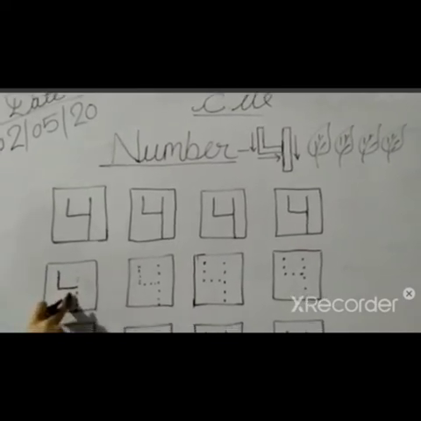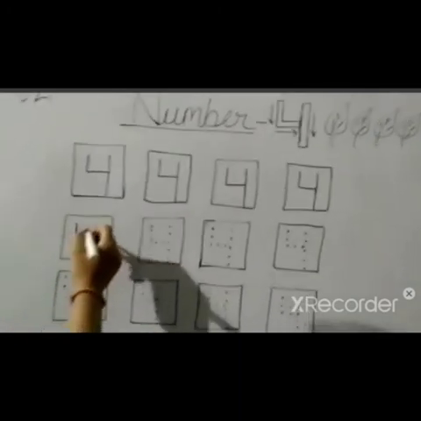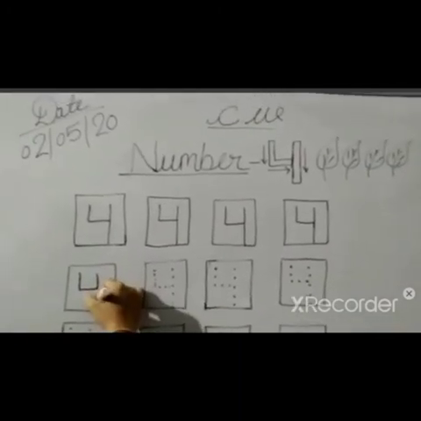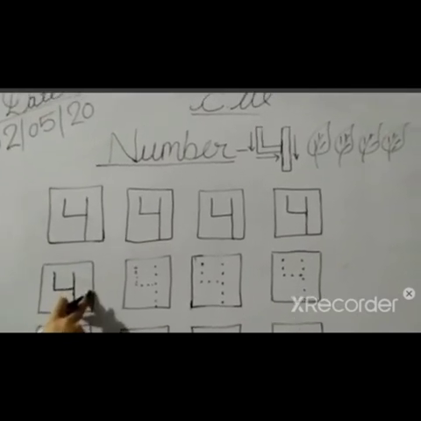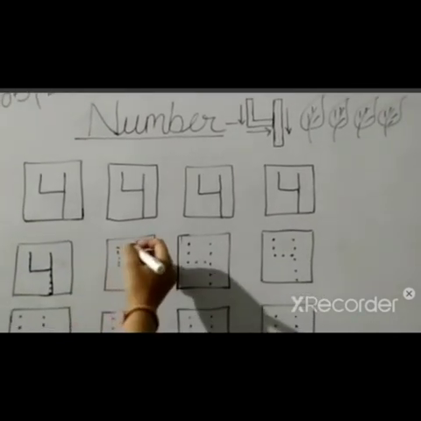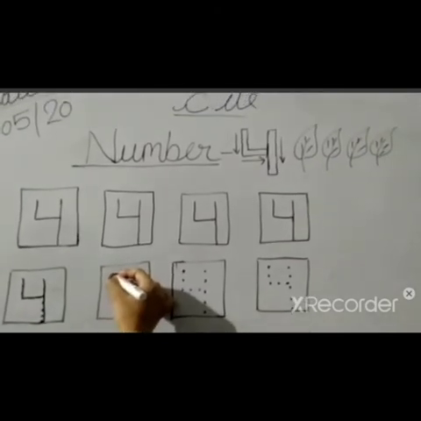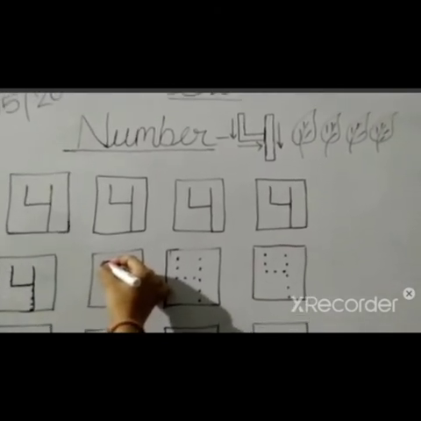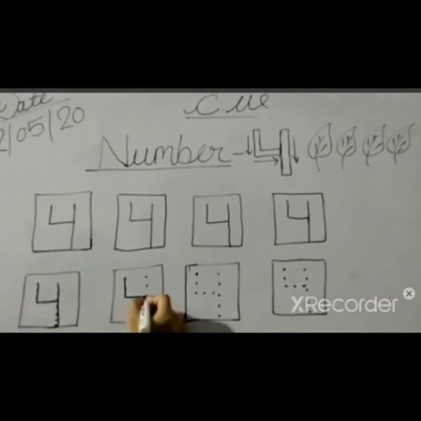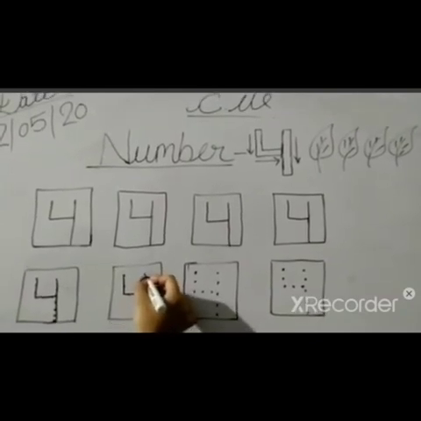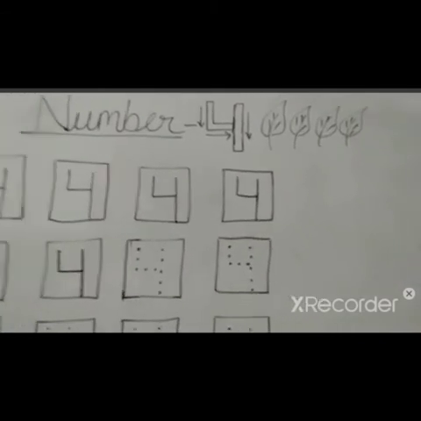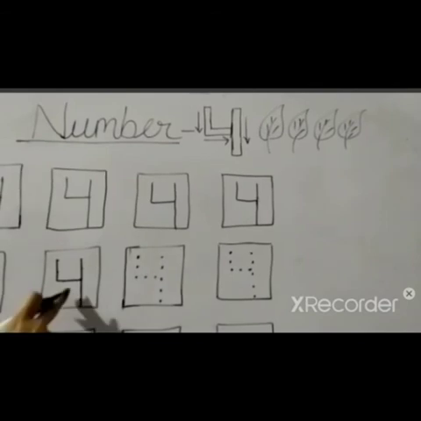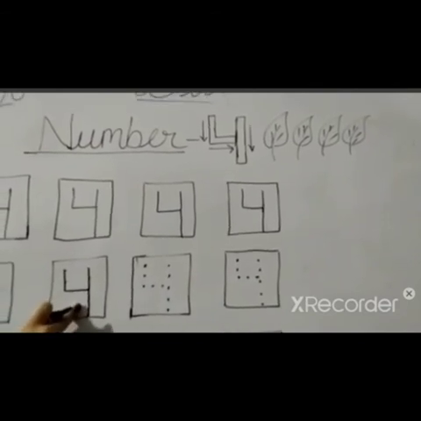After this we will draw a standing line like this. Now number 4 is done. Let's try once again. First we will draw a standing line to the middle, then we will draw a sleeping line. After this we will draw a standing line like this. So kids, please tell me which number is this?